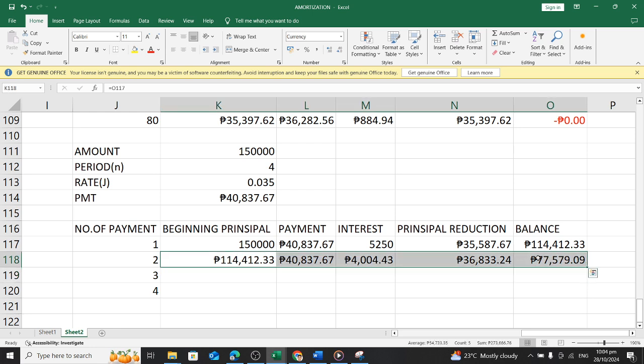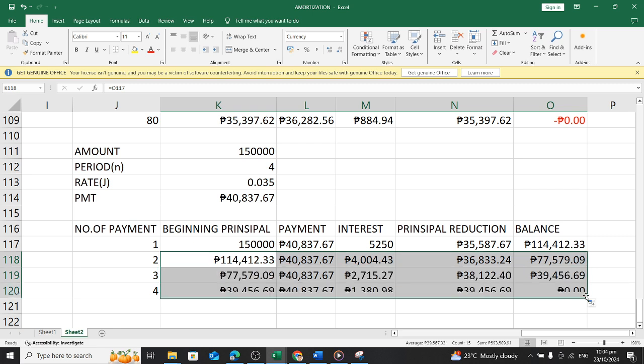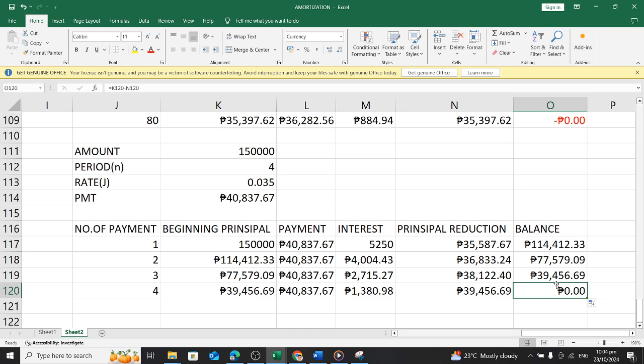Now, to get all the values in our amortization schedule, just highlight the second row and then go to the corner and then drag paingon sa 4. So after the fourth period, class, wala na dayon kay utang. Meaning, nabayaran na nimo tanan nimong utang. Wala na kay utang. No? So that is the very essence of amortization schedule.